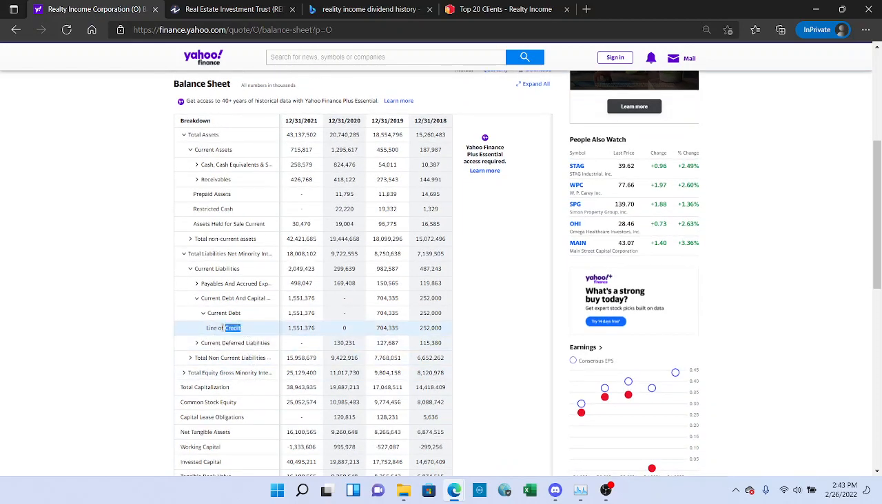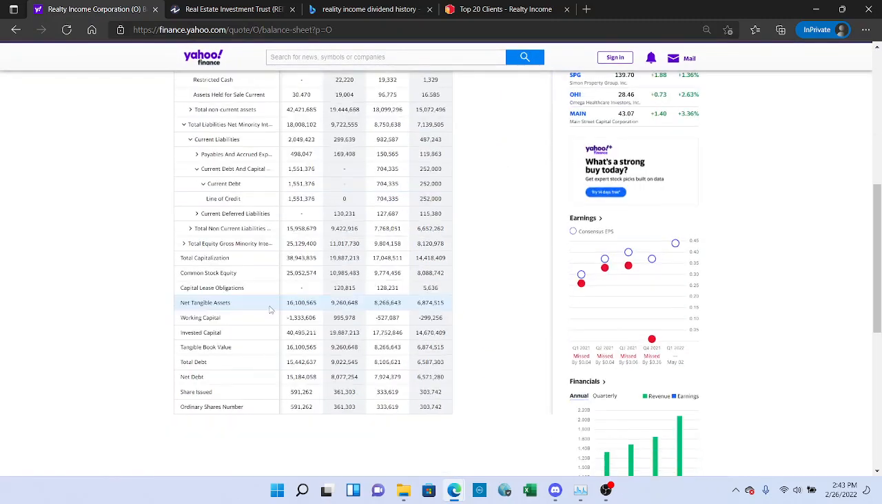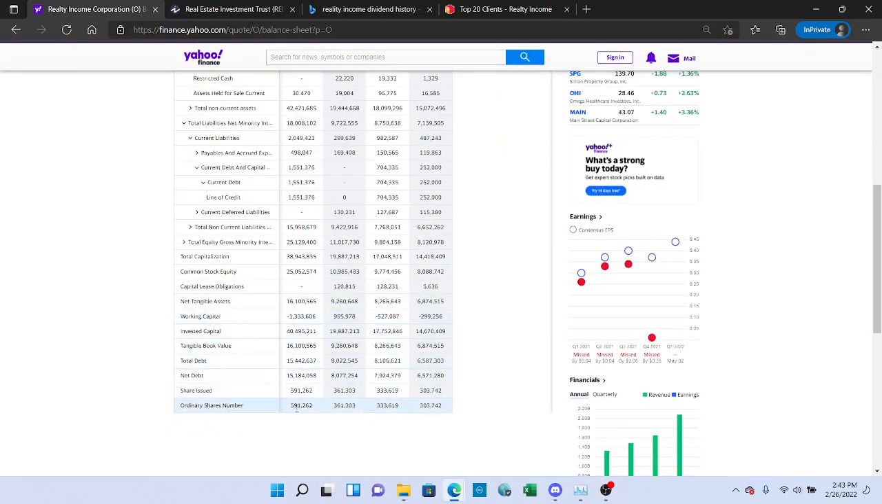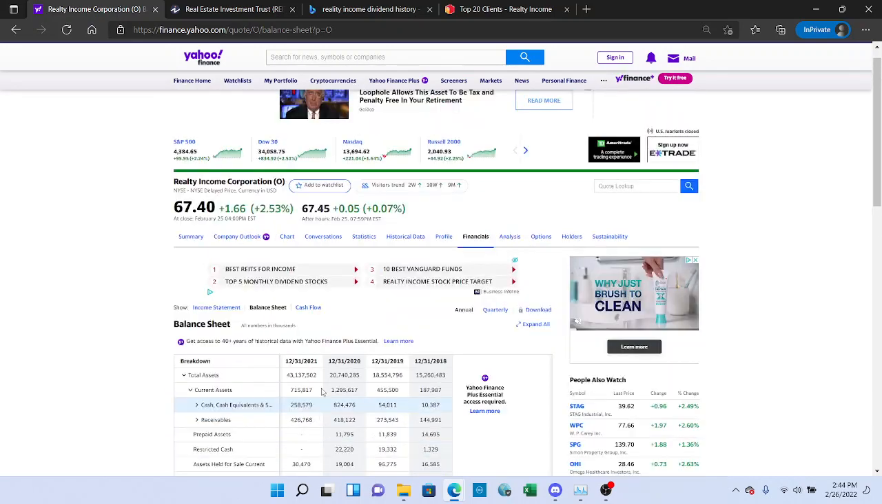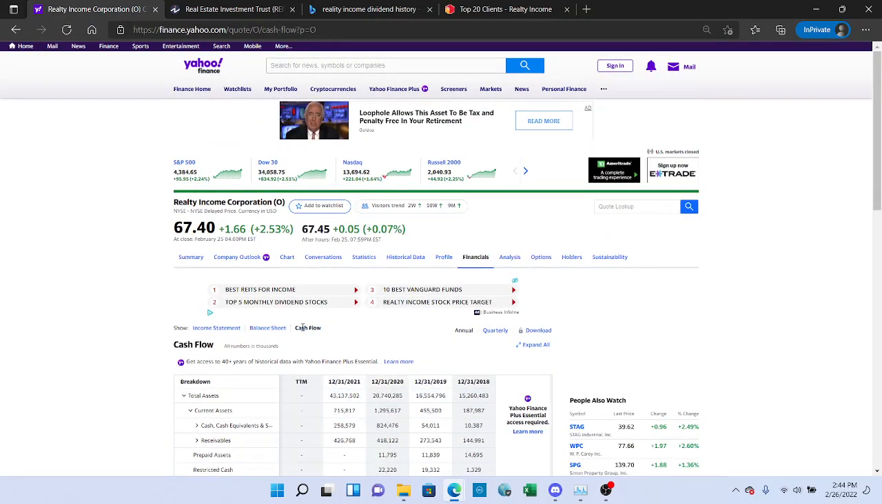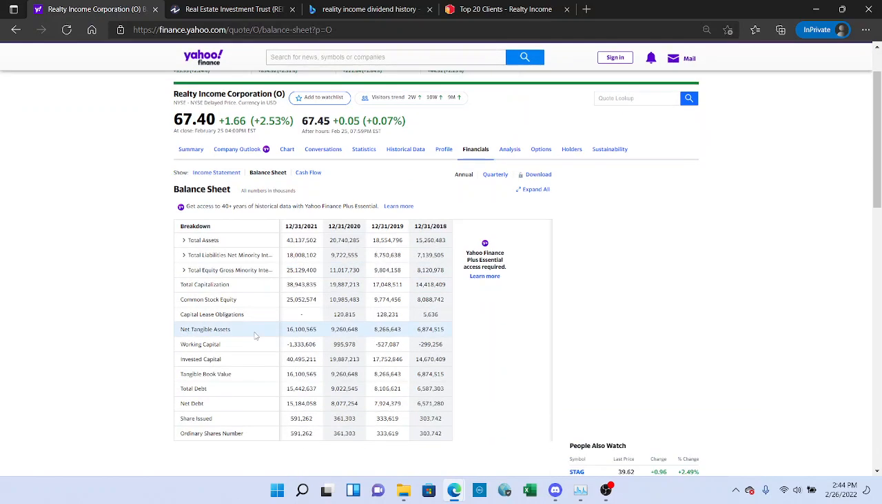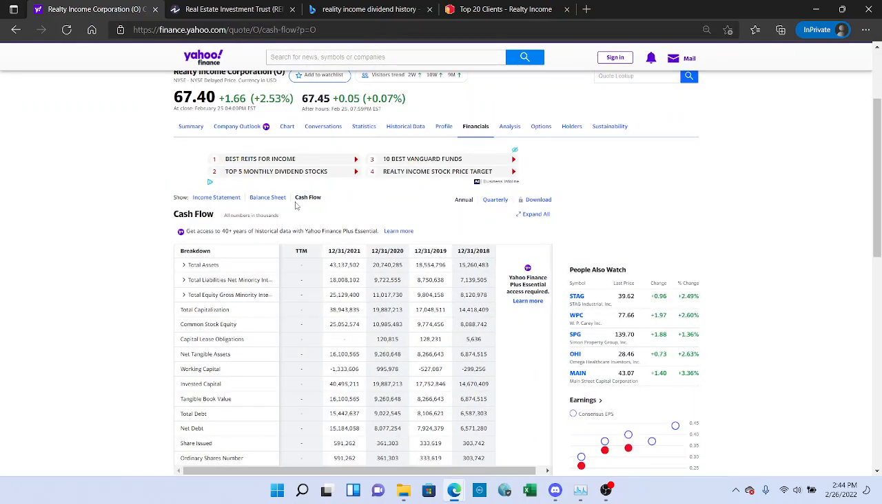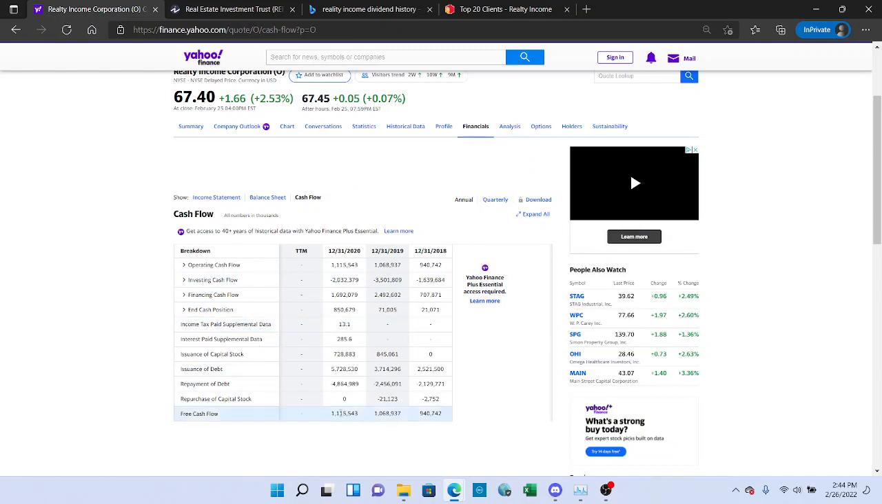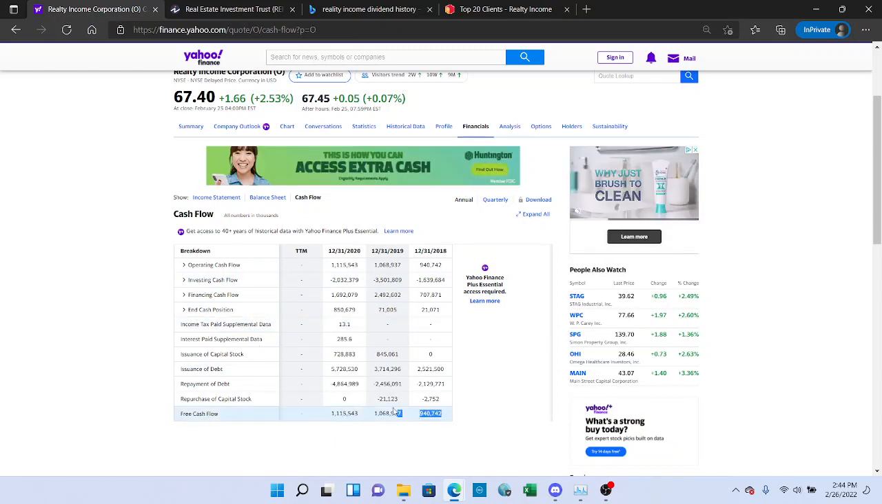So yeah, you can see that they took out a line of credit. And then let's also look at their ordinary share number. You can also see that in recent years, this number increased quite a bit. Ultimately, what's important is that their cash flow is consistently growing. They have more than enough money to pay this dividend.